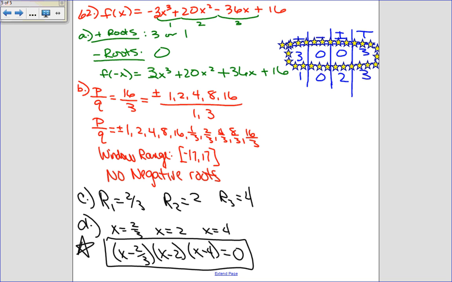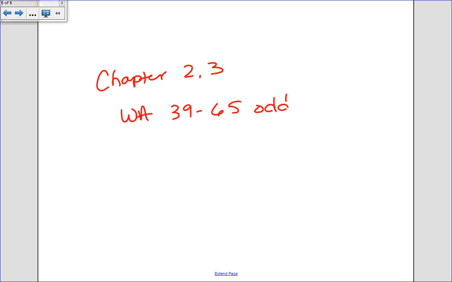Okay, that's your homework for tonight. Any questions? Excellent. Could you repeat what all problems are? Tonight's homework: Chapter 2-3, written A problems 39 to 65 odd. That's your homework tonight. I don't know what page number it is, just look for it. Alright, yeah. Oh, they said page 124.